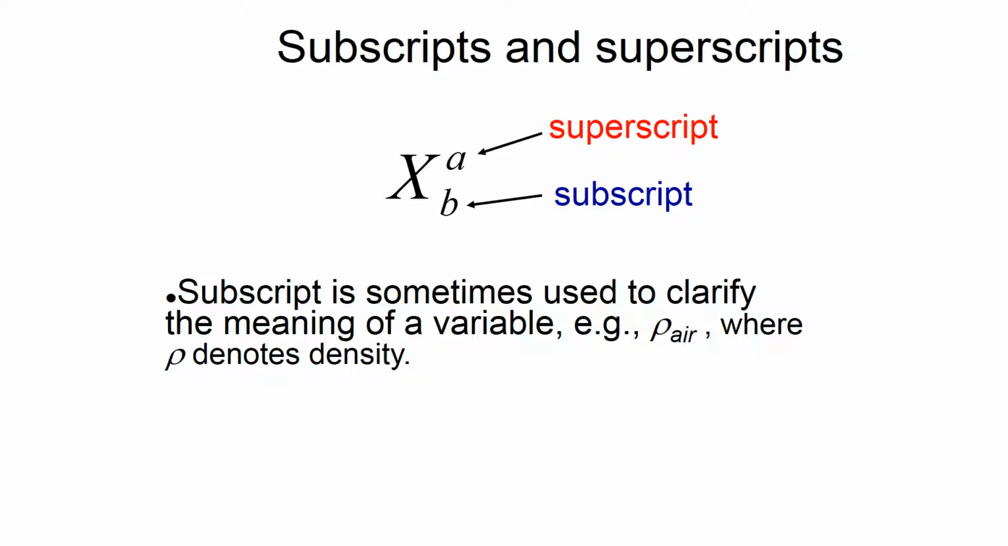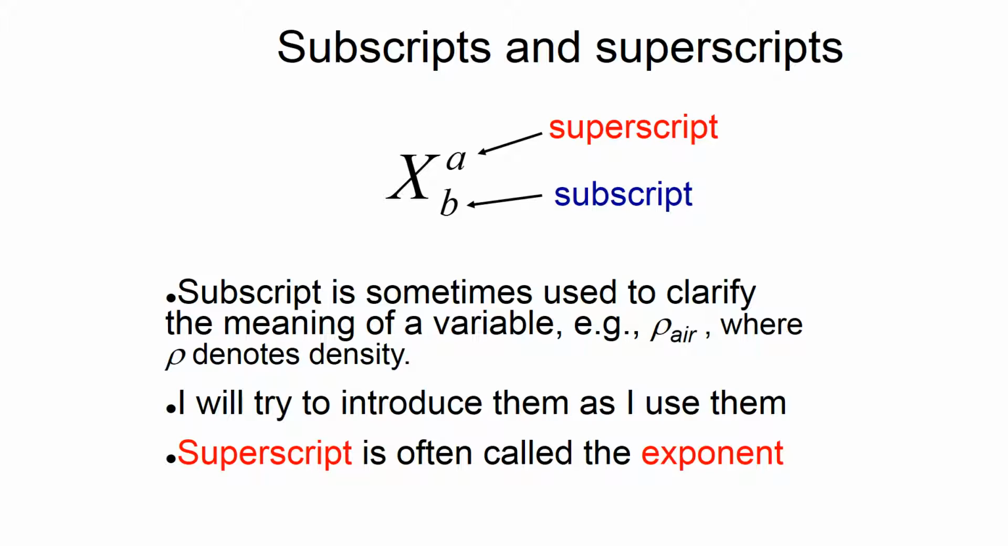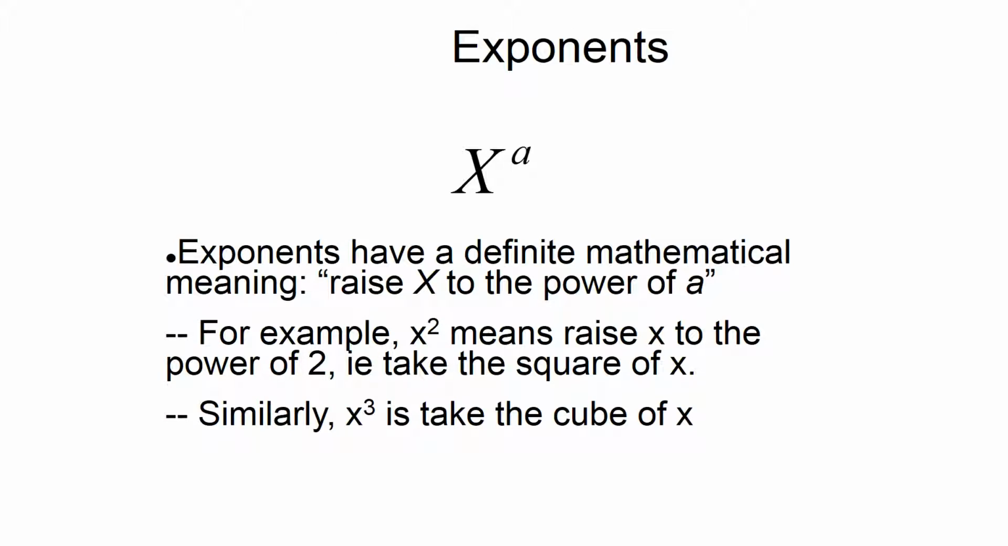The thing that goes at the top, however, the superscript, is almost always important mathematically. This is called the exponent, and this is a number which is how many times this variable is multiplied by itself.